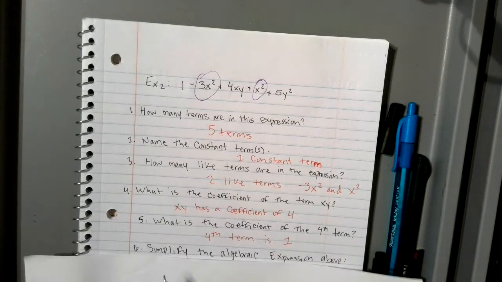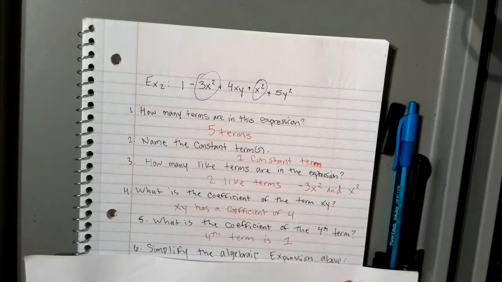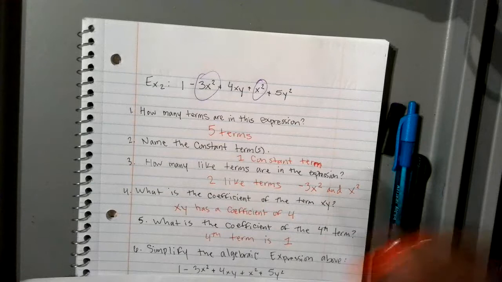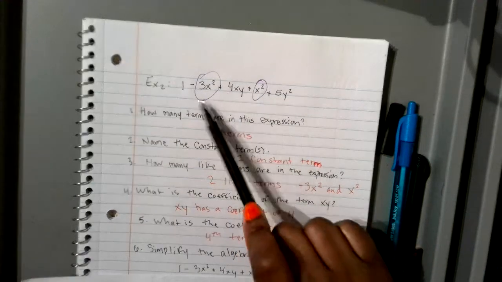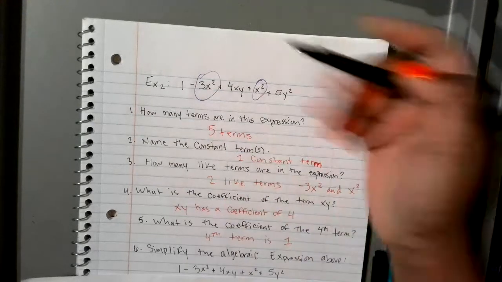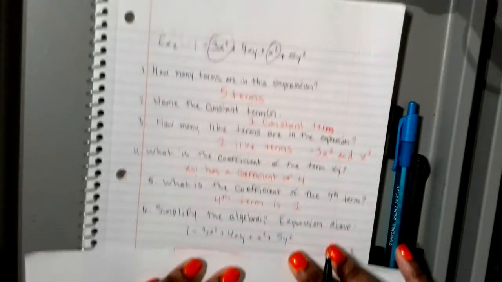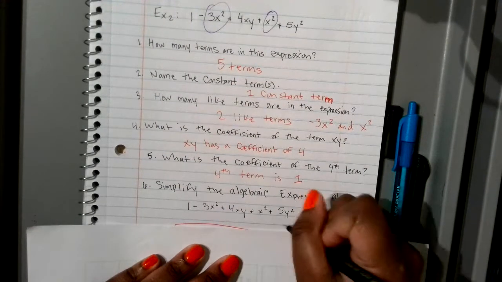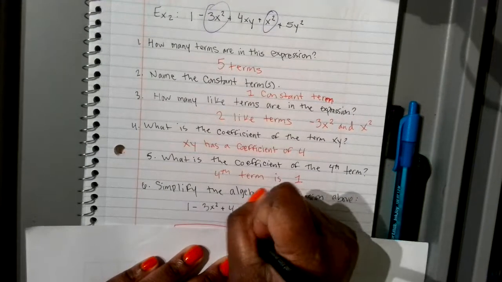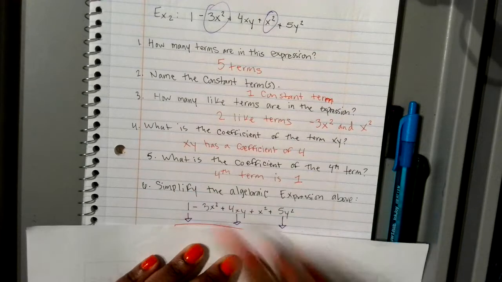And lastly, let's simplify the algebraic expression. So up here we determined that the only like terms were x squared. So everything else we just bring down. So we can do that. So we bring down the 5y squared, we bring down the 4xy, we bring down the constant 1.